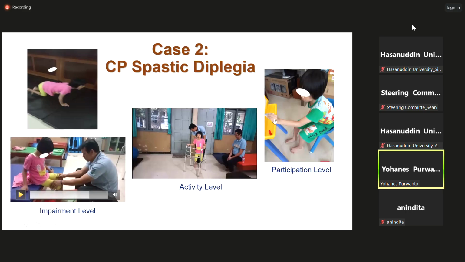But PT not only trains at the impairment and activity level, but also at the participation level. So we started in the classroom with the OT, and now she has entered a special school.